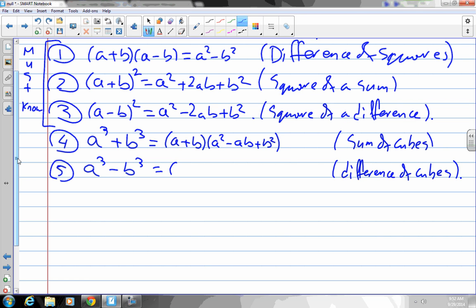Now the difference of cubes, it's very similar. The first parenthesis will have a negative, while the second parenthesis is entirely positive.